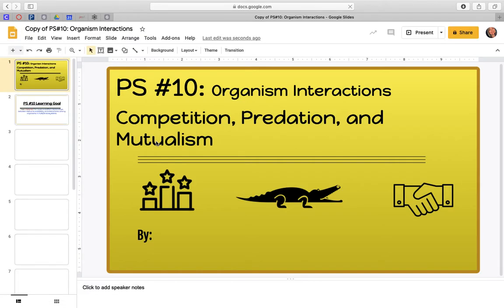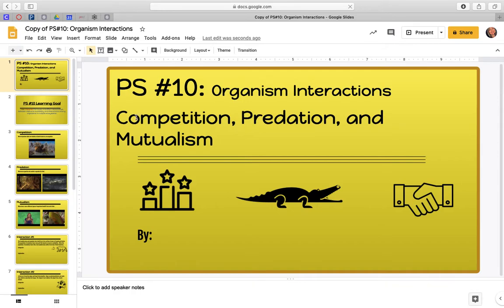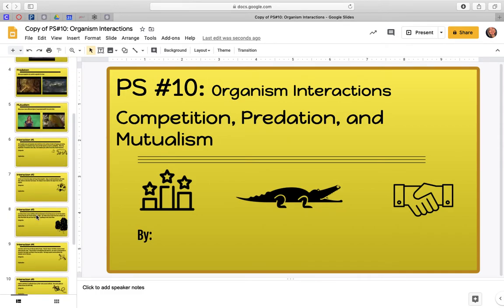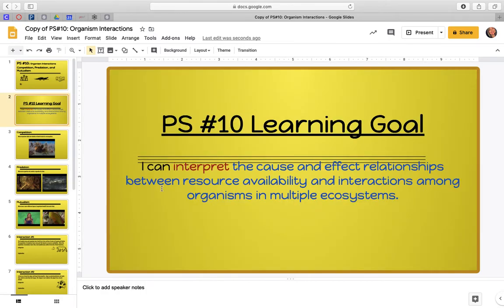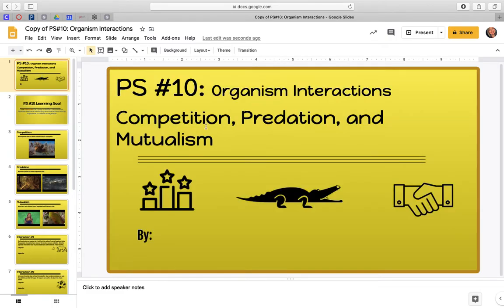So what this slideshow was all about was teaching you about competition, predation, mutualism, and then when we got down here, we dug in a little bit deeper to those different types of relationships. So the learning goal was, I can interpret the cause and effect relationships between resource availability and interactions among organisms in multiple ecosystems. So basically, food, water, shelter is resource availability, and how the interaction among organisms is affected by that resource availability. So think about if there was limited food, obviously there's going to be some competition, right? Let me go back to these competitive type relationships.